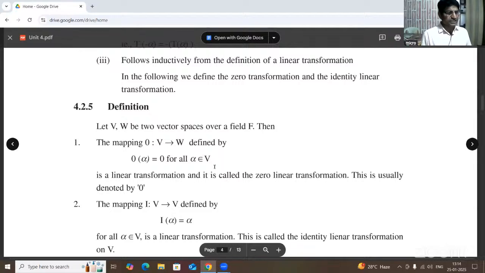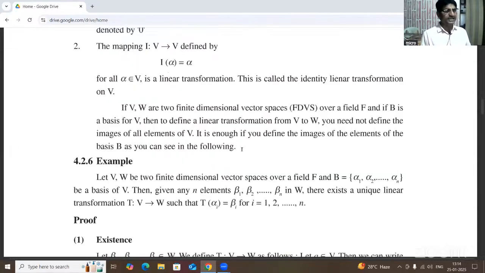So the zero transformation and the identity transformation are also linear transformations.